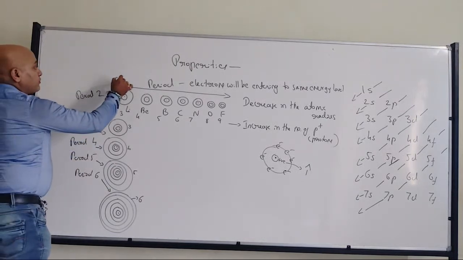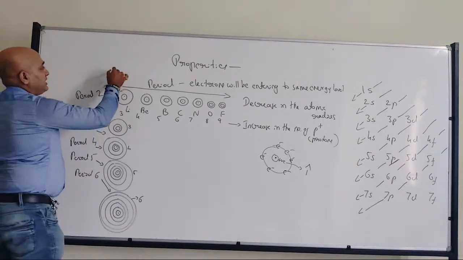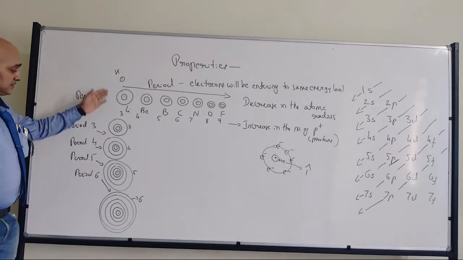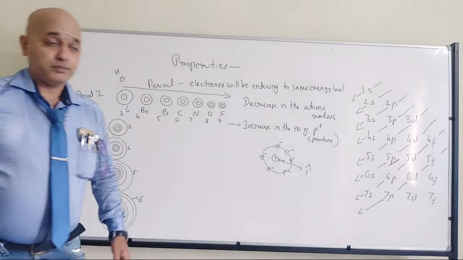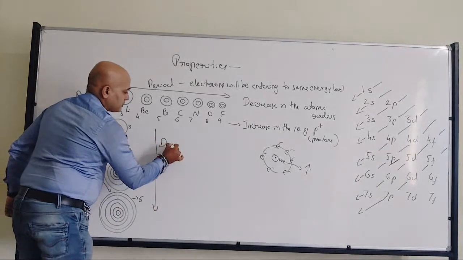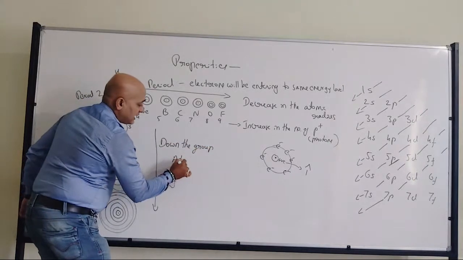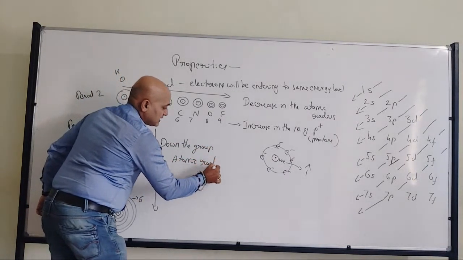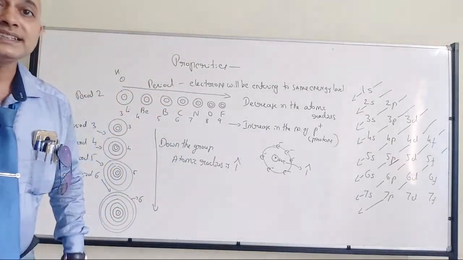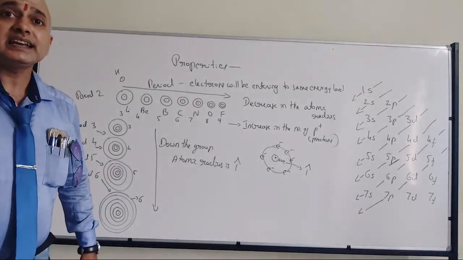If I take period number 1, that will be 1. Period number 1, I am talking about hydrogen. So what I mean to tell here is, when I am moving down the group, what is happening? Atomic radius is increasing. When I am moving down the group, atomic radius is increasing.